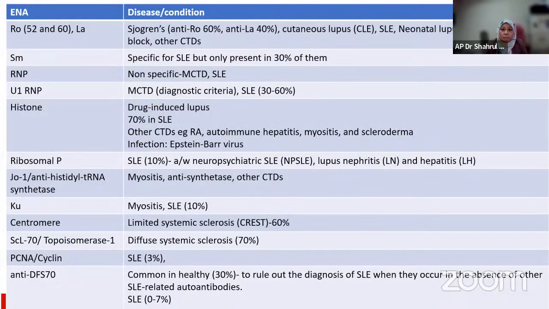So these are examples of the associations of these extractable nuclear antigens with various autoimmune rheumatic diseases. I just want to highlight that anti-DFS-70 is very common in healthy populations. In fact, some studies state that if this is positive, it is unlikely to be SLE in the absence of other SLE-related autoantibodies, like if it's just isolated anti-DFS-70 positive.